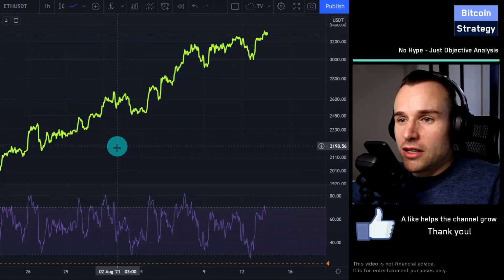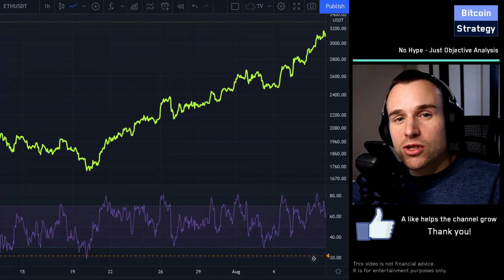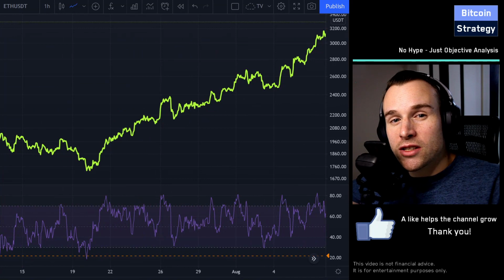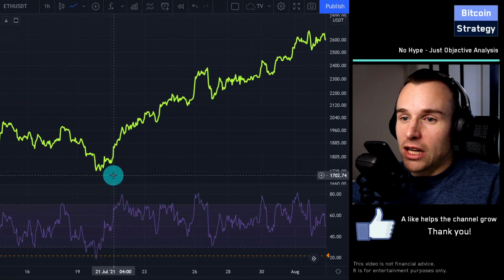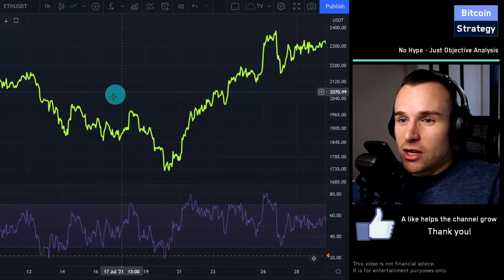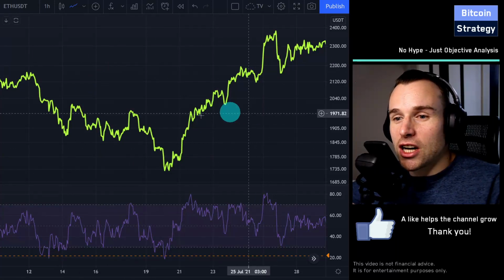Now, the problem here is that this is not as easy to time compared to the trends, right? The trend strategy was just a daily moving average. You can basically just check at midnight UTC time. Am I now below or above the moving average and then buy or sell? For this strategy here, you have to look at the chart every hour.